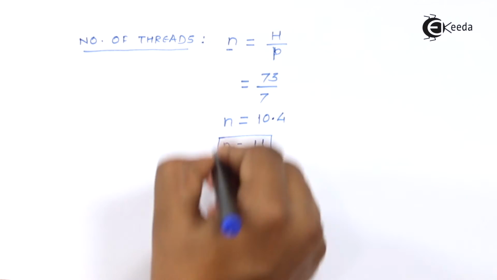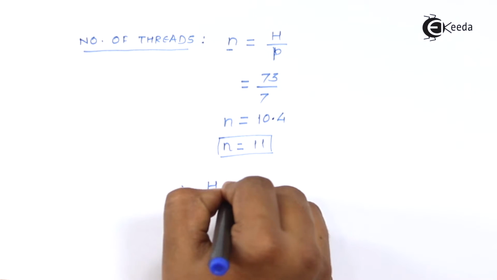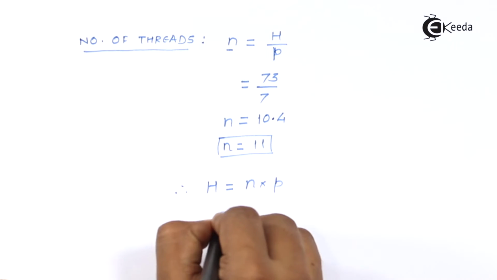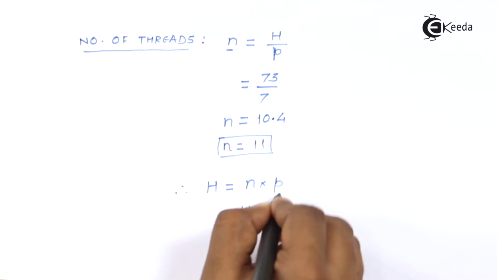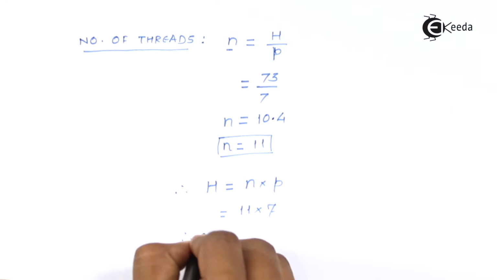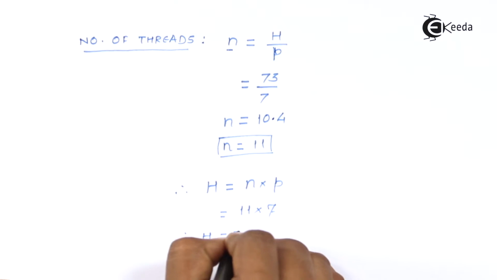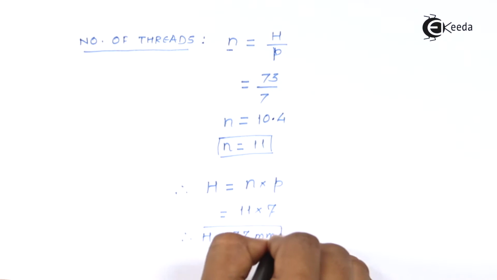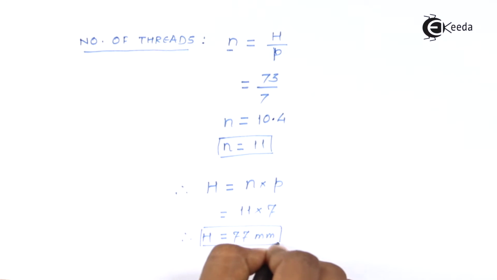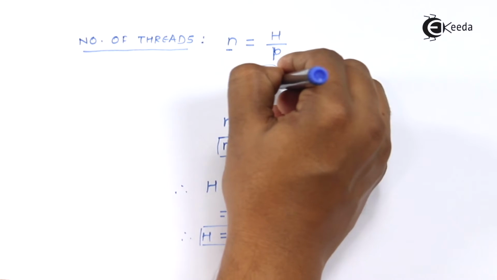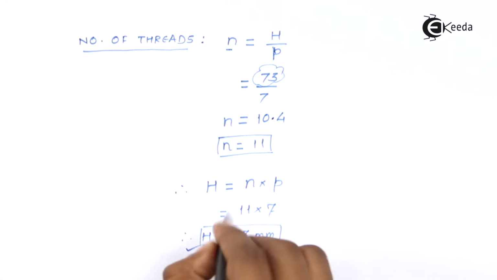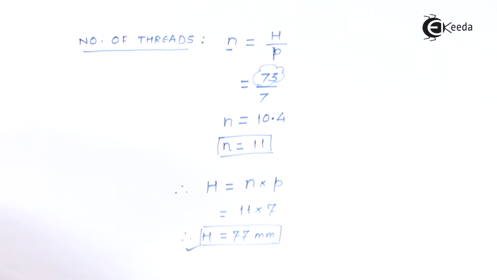again using this relation, I'll find out the actual height, which is supposed to be n into p. The value of n is 11 and the pitch is 7, and hence the height becomes 77 mm, instead of the earlier value 73, which was given by the empirical relation. So this is the possible value of height.